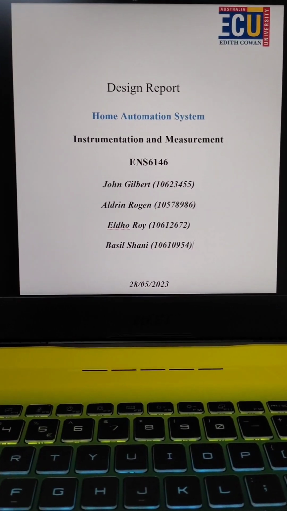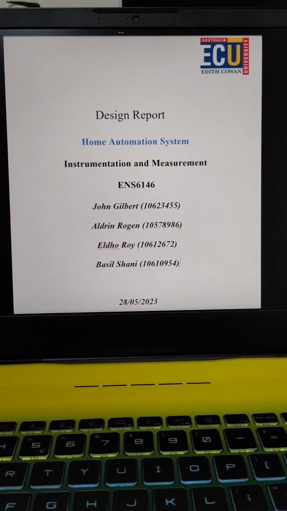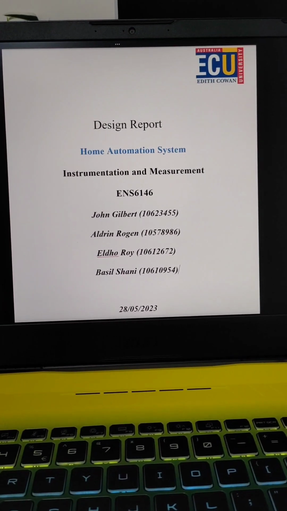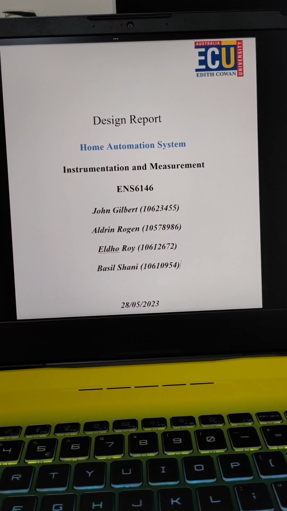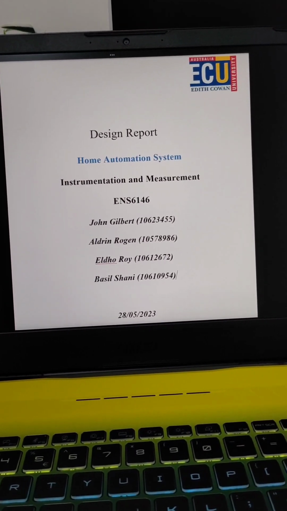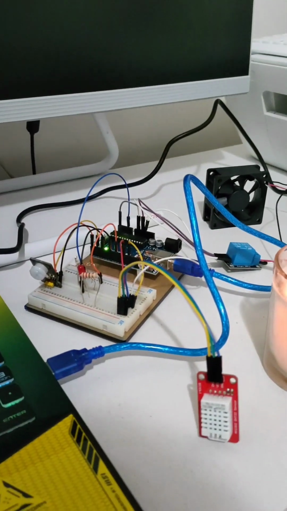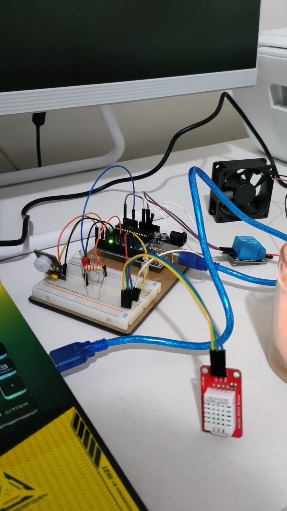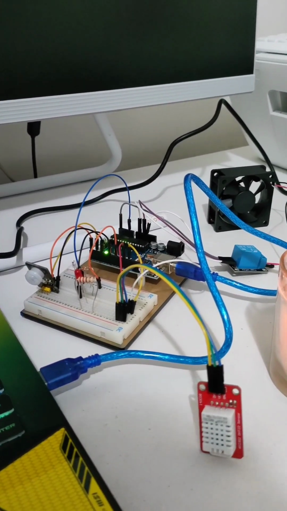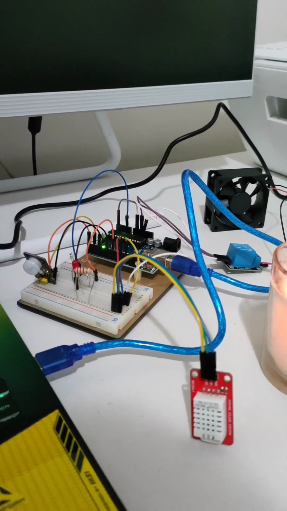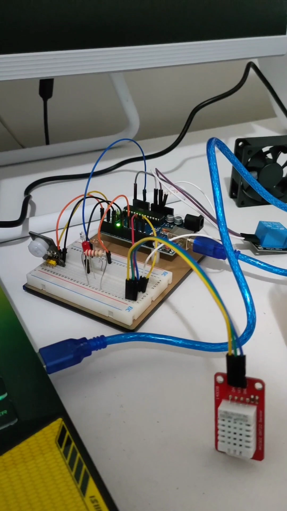Our design project is the home automation system, which is done by myself, John Gilbert, and Aldrin Rogen, Eldho Roy, and Basil Shani. Our home automation system is to control and monitor most of the parameters in a home.